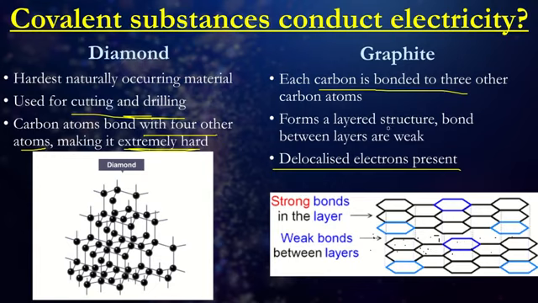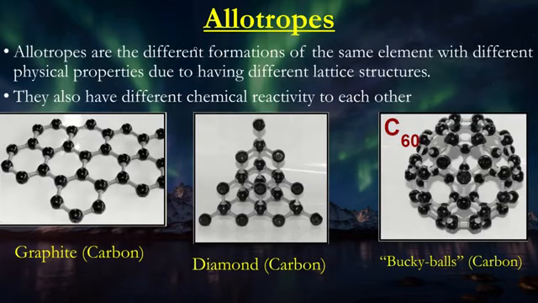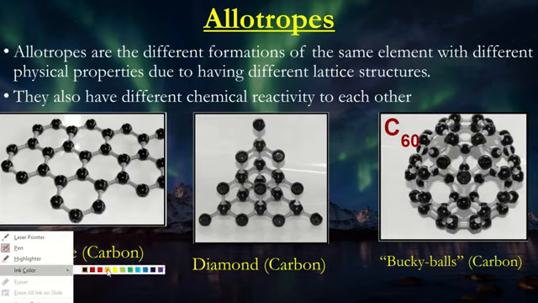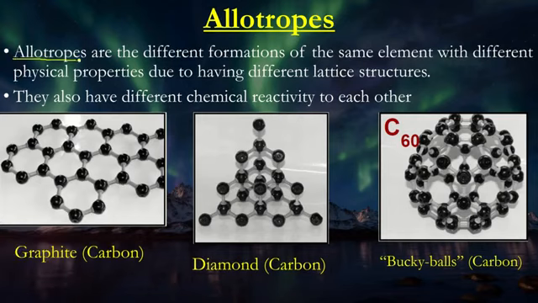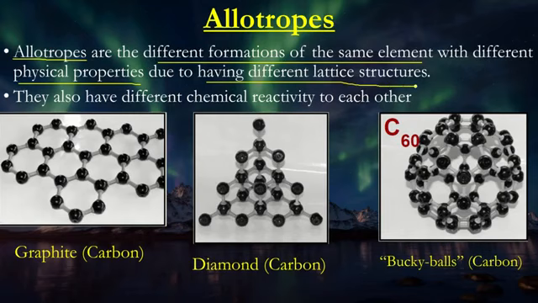This also goes into another concept we'll just quickly talk about, which is allotropes. Okay? Now, graphite and diamond are both made out of carbon. However, they have a different structure to each other. That's what an allotrope is. Basically, the formation of the same element, but it has a different chemical property because it has a different lattice structure. And so that's what we talk about when we talk about graphite, diamond, and then a thing called buckyballs.